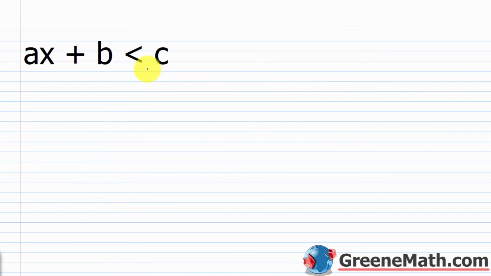So this is something you'd probably see in your textbook. And we can say that a, b, and c are real numbers. So basically anything you can think of at this point could be plugged in for a, b, and c with one exception. A, the coefficient of x, is not allowed to be equal to 0. And that's because if I multiply 0 times x, I'd get 0, and I'd be left with b is less than c.